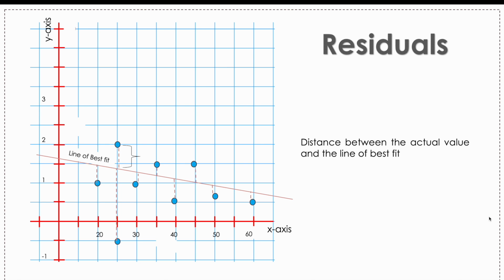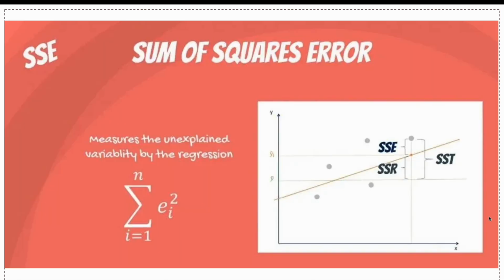Three more errors that you will come across are the sums of squared errors. The sums of squared errors explain the variability of your data. And these sums of squared errors and the other 2 terms I'll explain later are used to calculate R squared, which helps you understand how good your model is.